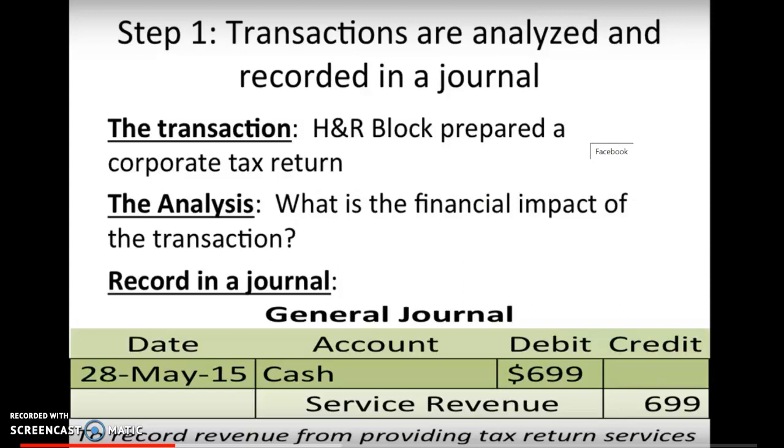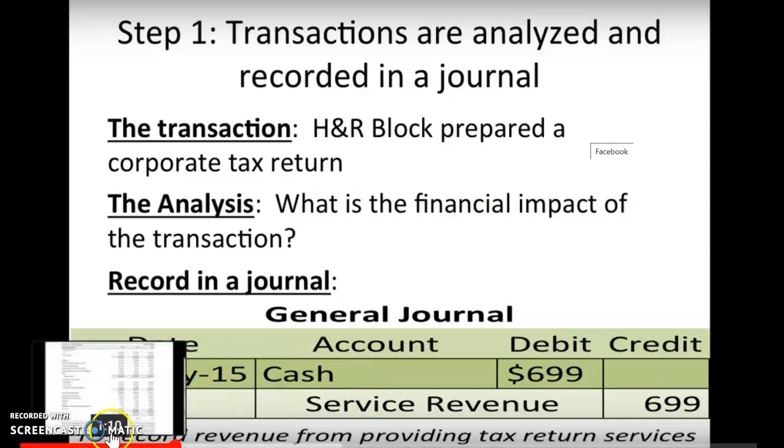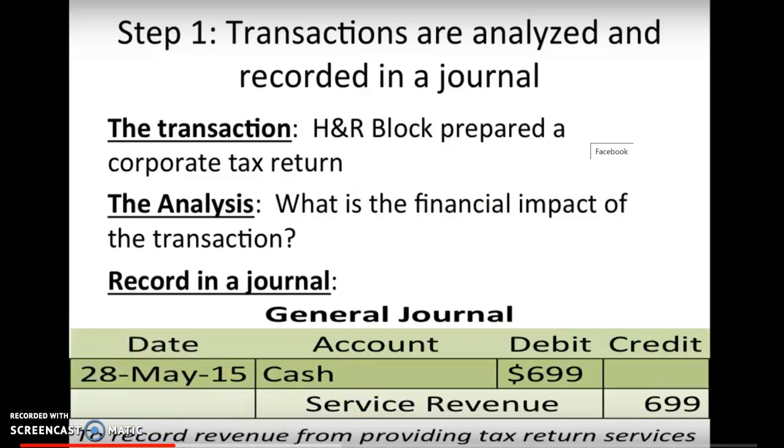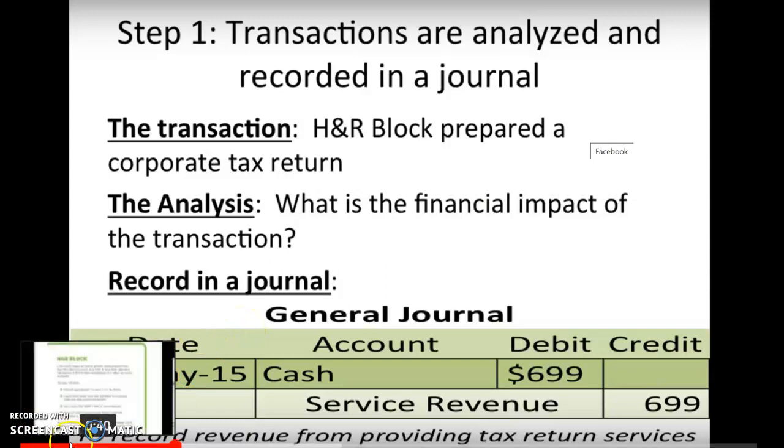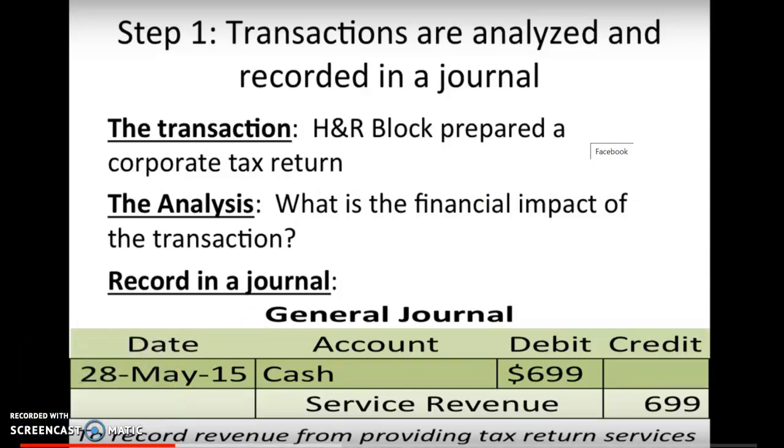The first one says transactions are analyzed and recorded in the journal. So the transaction, for example: H&R Block prepared the corporate tax return. The analysis: what is the financial impact? Well, we received cash and we earned revenue. So the two accounts affected would be cash and service revenue. We would record this in a journal where cash increased by $6.99 and service revenue increased by $6.99. And we would do this with debits and credits, which we learned in Chapter 2. And remember, I provided you a video that reviewed how to use debits and credits, so make sure you continue to review the journal entry debits and credits.